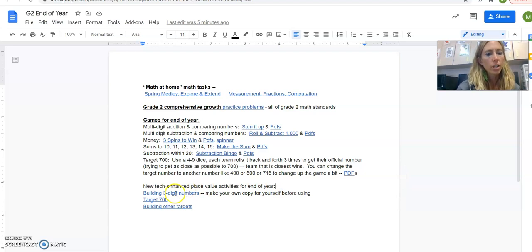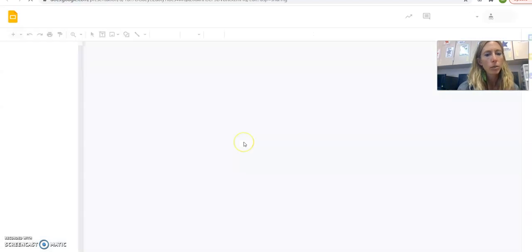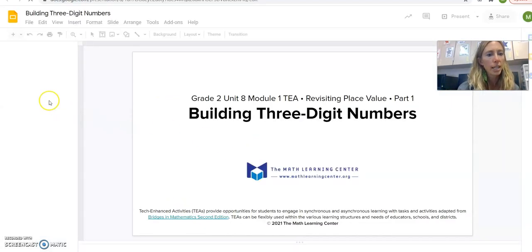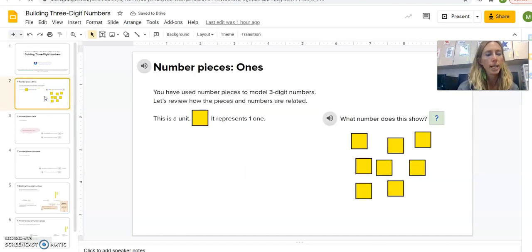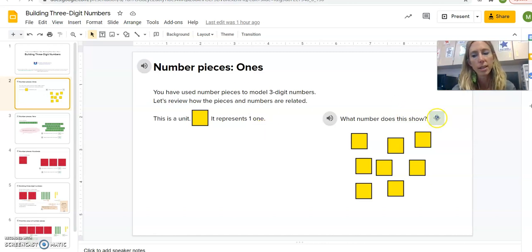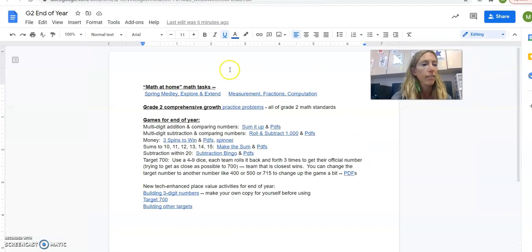And then there are some tech enhanced activities within Unit 8 that you can make use of that deal with place value. You can peruse those, open it up, make your own copy. This one's building a 3-digit number, things you've already done, but you could share this out in Google Classroom and they could write and interact with this slide deck. Okay, so those are some things for you to bring in at the end of 2nd grade.